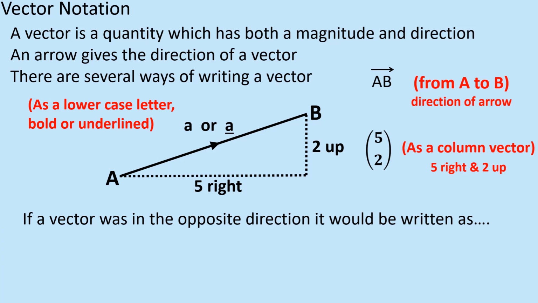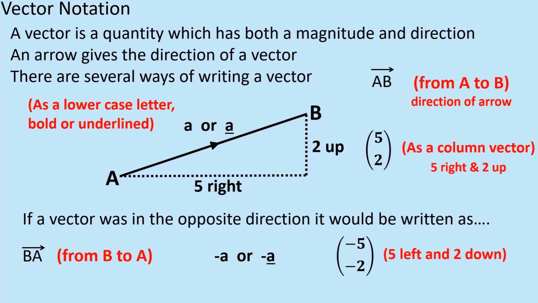But if a vector was in the opposite direction, it needs to be written the other way around. So B to A would have to be written BA. If it's the opposite direction of a, then it would have to be minus a. And if it's the opposite direction of the column vector, then it's minus 5, so 5 left and 2 down. Whichever one you go for, or which is required, you need to be familiar with the notation that is there.